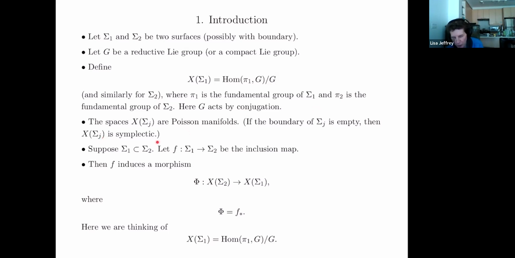So if sigma 1 is included into sigma 2, let's let F be the inclusion map. And then there is a map from the character variety of sigma 2 to the character variety of sigma 1, which just comes basically from pushing forward the fundamental group. So this is representations of the fundamental group.